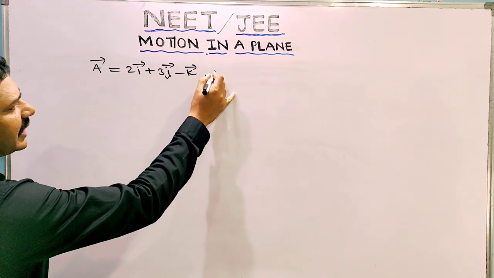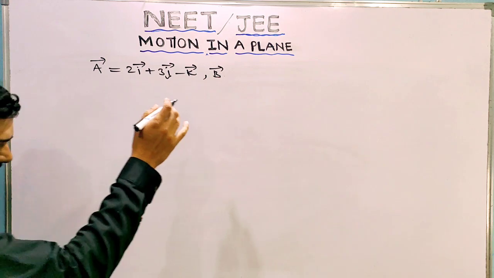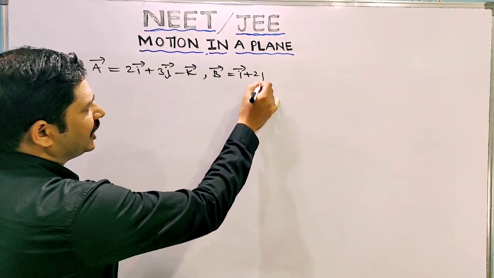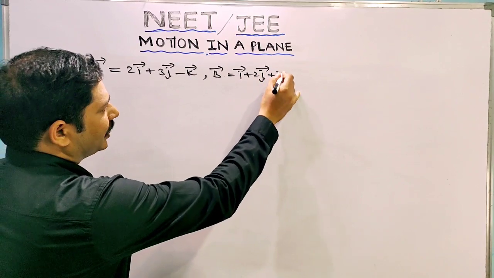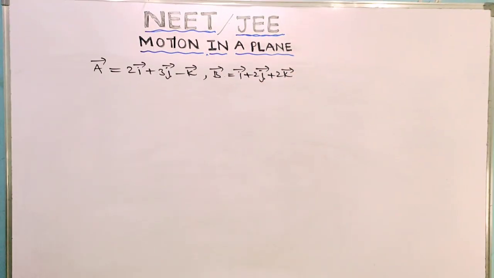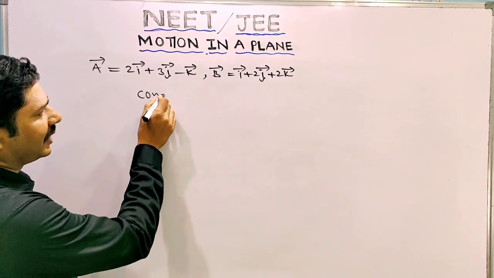And B bar is given: I bar plus 2J bar plus 2K bar. Okay. So these two vectors are given. So what are they asking? Component of a vector A along vector B. For finding the component of a vector, simple formulas are there.